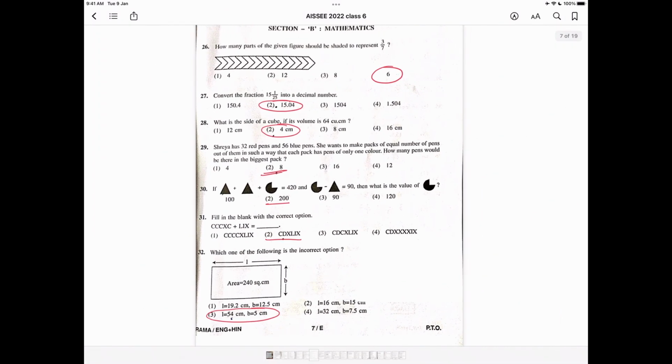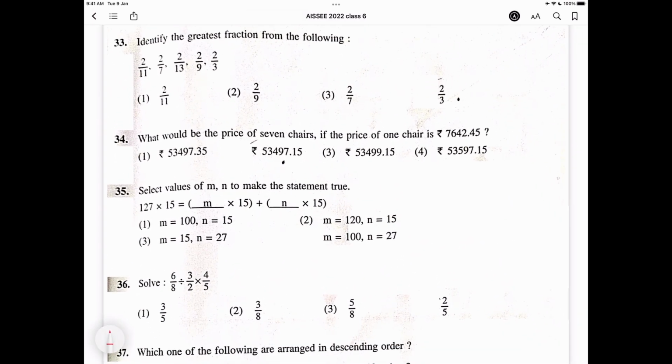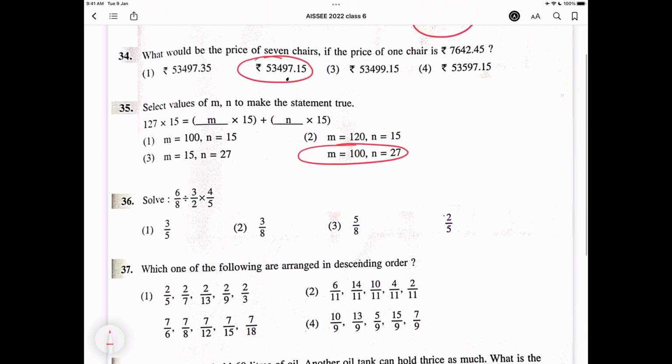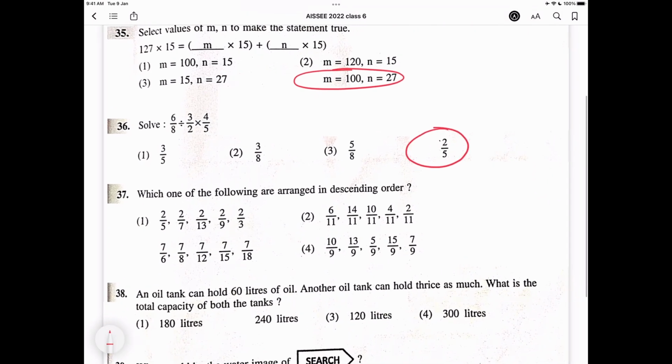Moving on to the next page. For question number 33, option number 4 is correct. For question number 34, the second option is the correct answer. For question number 35, the fourth is the correct option. For question number 36, again D option. Option number 4 is the correct answer.